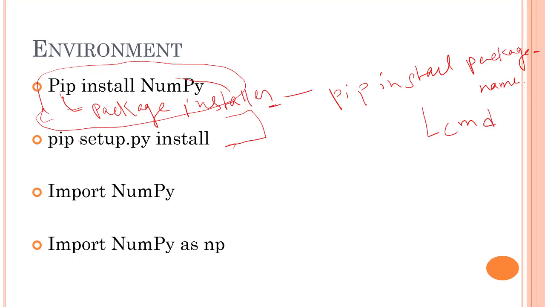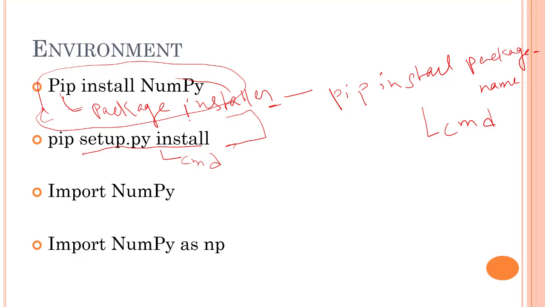But suppose the setup is not there, or by mistake, for some reason, the setup is cracked or you installed a cracked version. At that time you have another option called pip setup.py install. You can use it in a CMD prompt the same way to install the setup in a proper way. So this is another way to install NumPy.